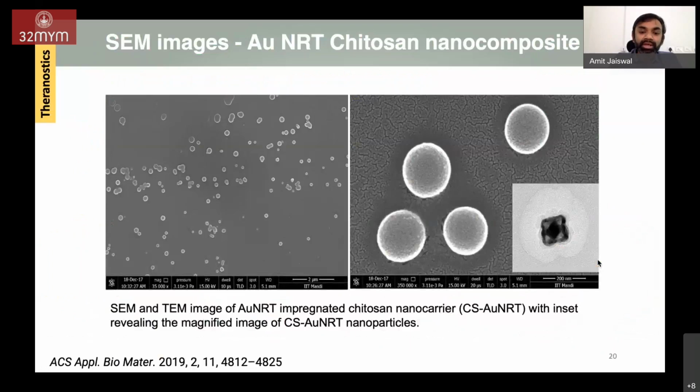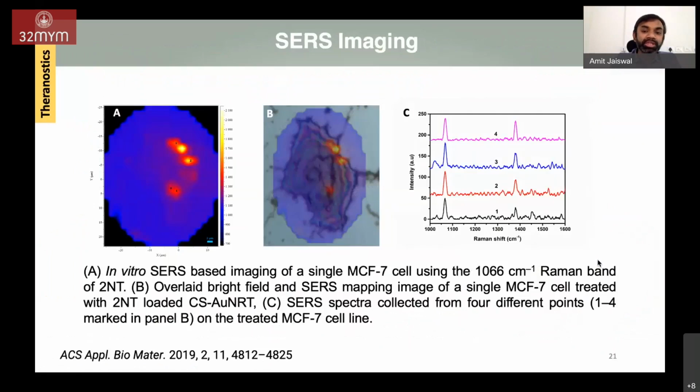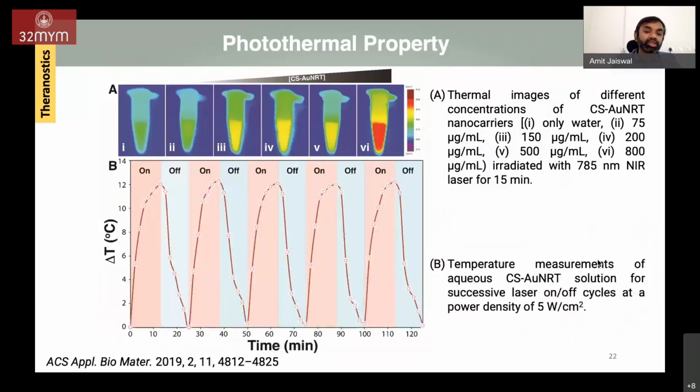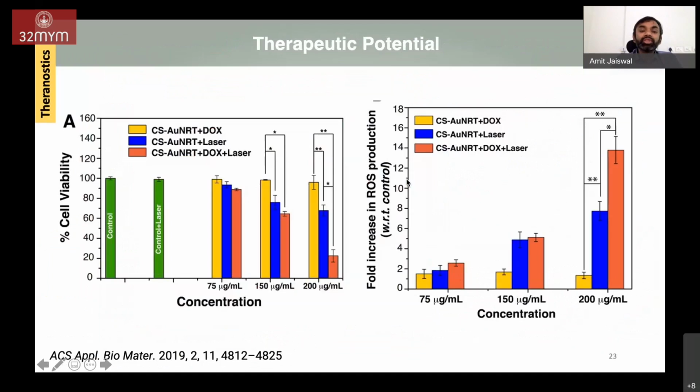So this is the SEM image of the nanostructure, and we also perform SERS mapping through it. And this particular slide shows the photothermal performance of the nanostructure. If you shine light, we can clearly see a rise in temperature, and it is also photostable: for several rounds of cycles, the rise in temperature remains constant. And then we use this structure for drug delivery and photothermal therapy application.